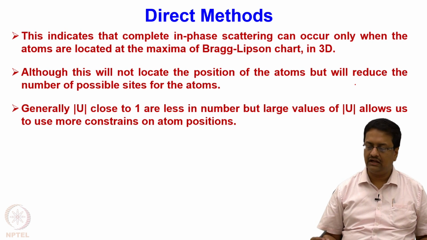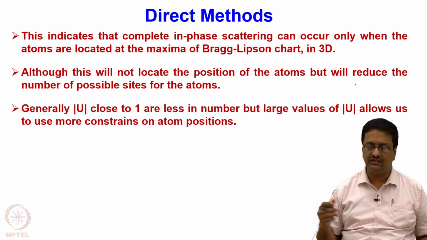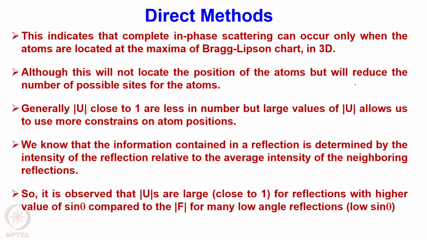Generally, U close to 1 are very less in number, which we have already indicated in the previous few slides, but large values of U allow us to use more constraints on atom positions. We know that the information contained in a reflection is determined by the intensity of the reflection relative to the average intensity of neighboring reflections. So it is obvious that U's are large, close to 1, for reflections with higher value of sin theta compared to F for many low angle reflections with low sin theta. So this is the possibility.